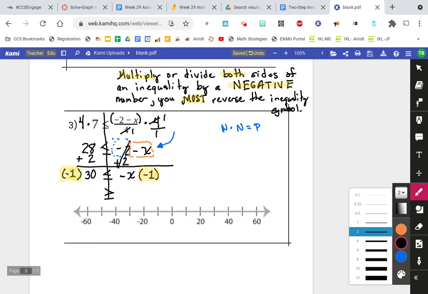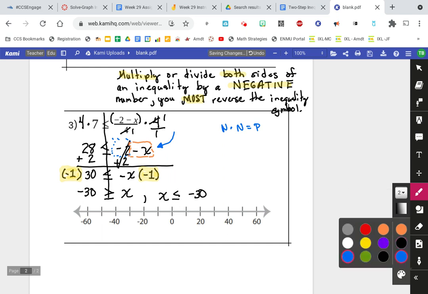So negative 1 times 30 is negative 30. And negative x times negative 1 is positive x, because a negative times a negative is a positive. So our answer is negative 30 is greater than or equal to x. You can rewrite that if you want the x first, just flip that around. It means the same thing as x is less than or equal to negative 30.